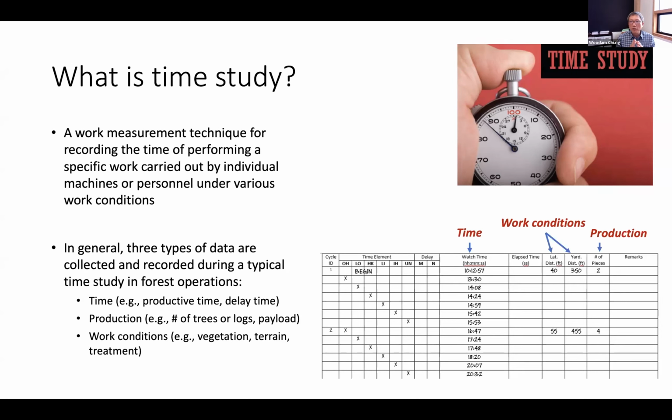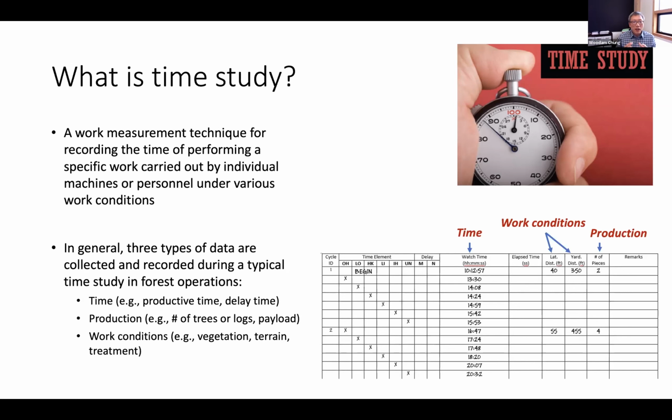Each cycle can be further split into multiple time elements if we want to do finer scale analysis. In this case, one cycle consists of the time taken to send out the carriage, outhaul, bring the carriage in, inhaul, lateral yarding, and hooking and unhooking, those different time elements. So that's what we measure during a time study. That's one big component of data that we collect.